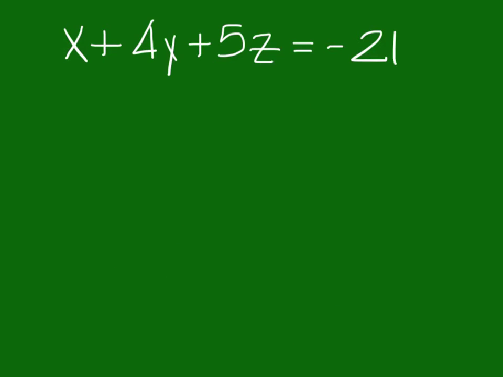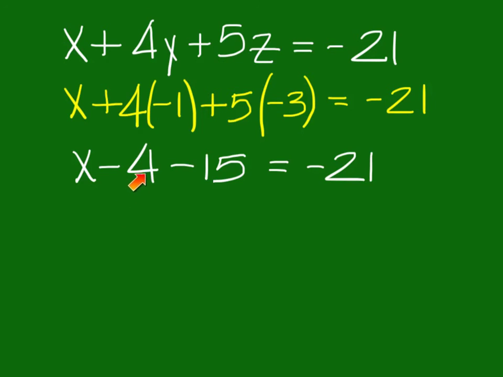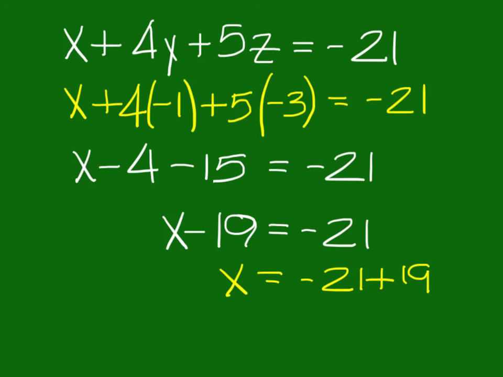So the top equation was x plus 4y plus 5z equals negative 21. And we're going to plug in a negative 1 for the y and a negative 3 for the z. Simplify that to get a negative 4 and a negative 15, which turns out to be minus 4 minus 15. If you simplify that, you'll come up with a minus 19 that must go to the right and become plus 19.